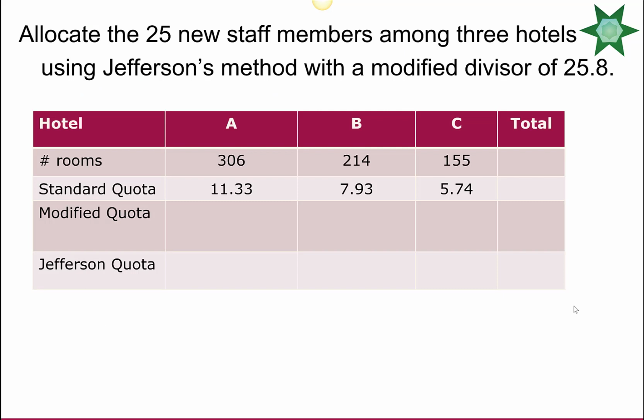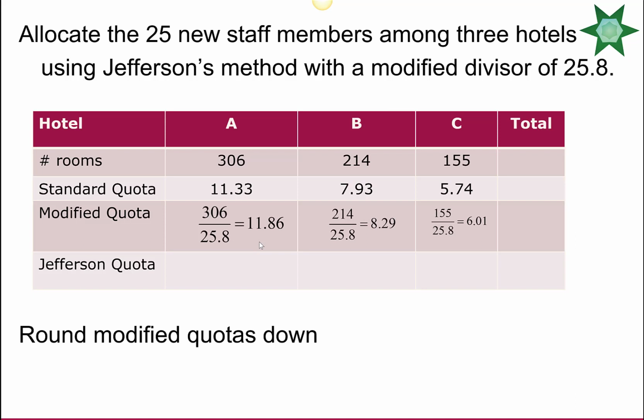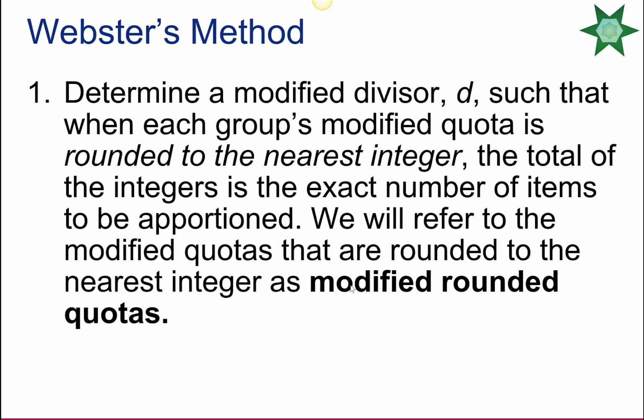And we're going to go back to the hotels now, and we're going to try Jefferson's method with a modified divisor of 25.8. So we're going to take each of the number of rooms and divide by 25.8. And then remember, we round down, so we're going to get 11, 8, 6, add them up, and we come up with 25, which is the good allocation.